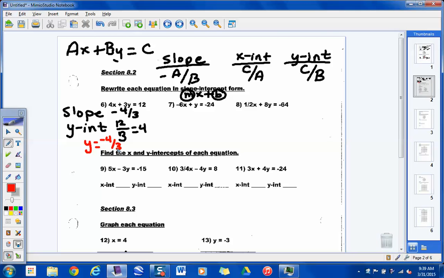A lot of you guys get in the habit of doing a great job at this, but then you write this in slope-intercept form. Guess which variable you forget so often? X. Okay, try not to forget that tomorrow, okay? So negative 4 over 3x, this is my slope from this, plus what?